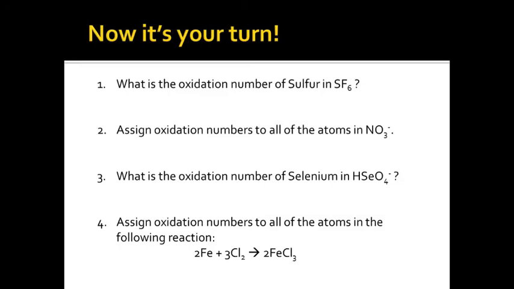Number 4. Assign oxidation numbers to all the atoms in the following reaction. 2Fe plus 3Cl2 yields 2FeCl3. An answer key is provided at the end of the video.